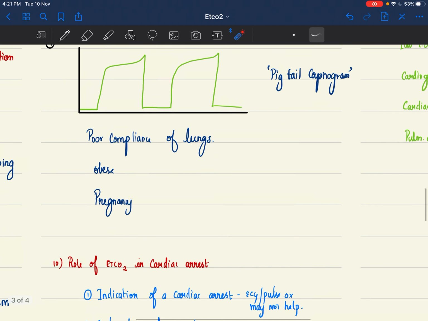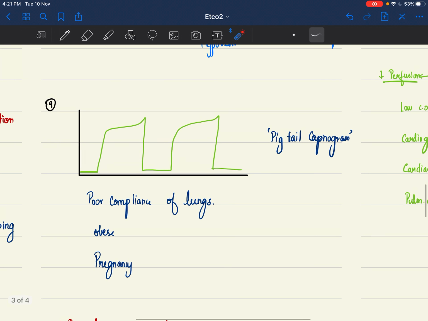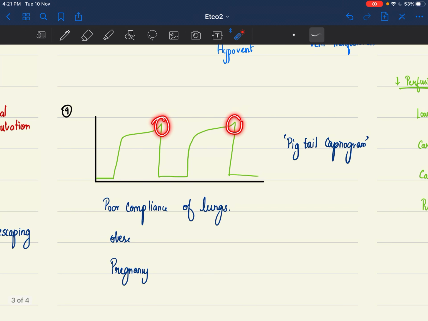This sort of waveform, where it looks almost normal except for this end upstroke, is called a pigtail capnogram, where there is poor compliance of the lungs. This poorly compliant alveoli is trying to squeeze out the end part of carbon dioxide into the air. So this results in a small upstroke at the end. This happens also in obese patients and in pregnant patients.